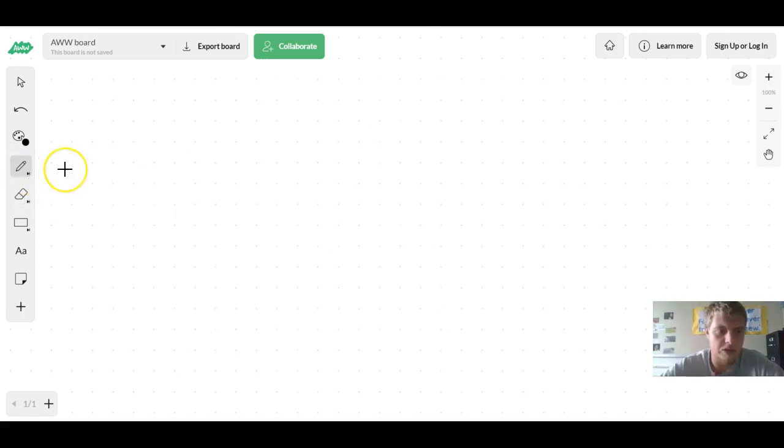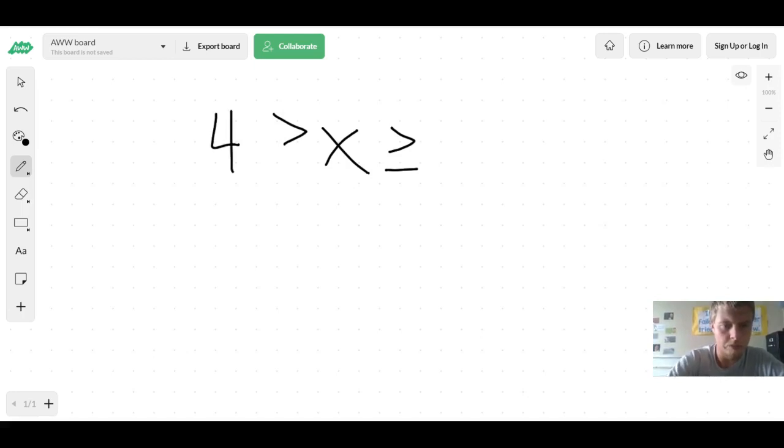The last thing we're going to talk about in this video is set notation. And set notation is just a different way of writing some of these things. And I actually like it a little bit more than our normal notation. Okay, so here's how set notation works.